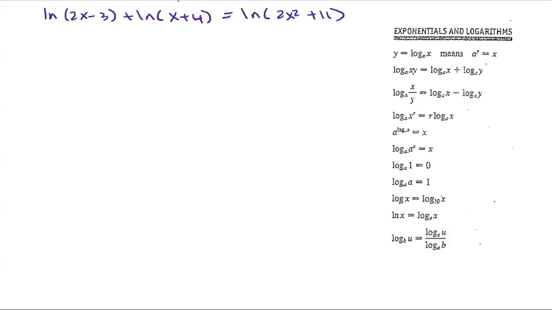Okay, so this problem deals with solving an ln function. So this is ln of 2x minus 3 plus ln of x plus 4 equals ln of 2x squared plus 11. I know it looks scary, but it's actually not that bad. So what you want to do is look at these log properties, okay?